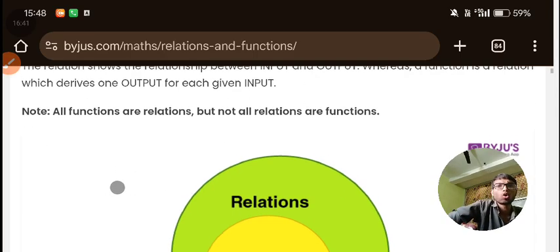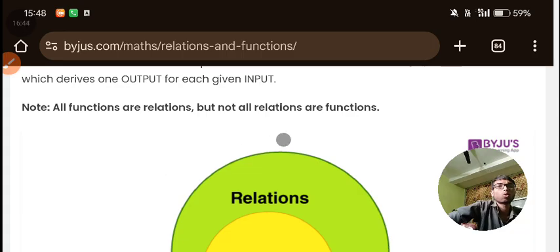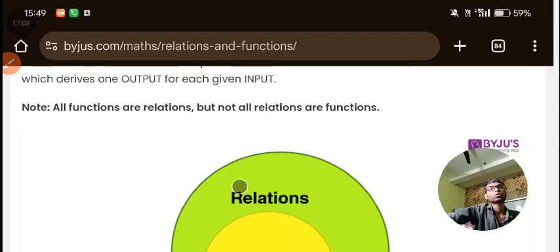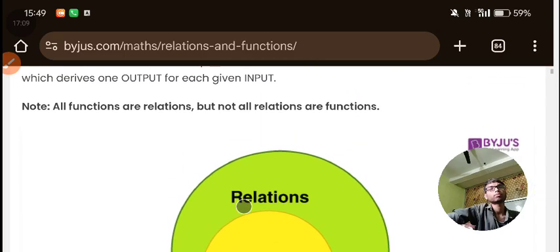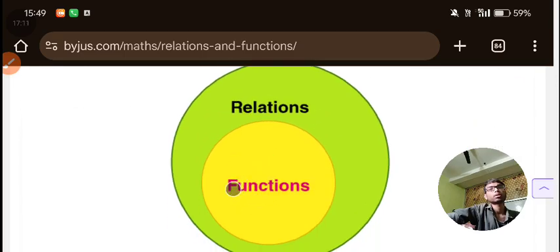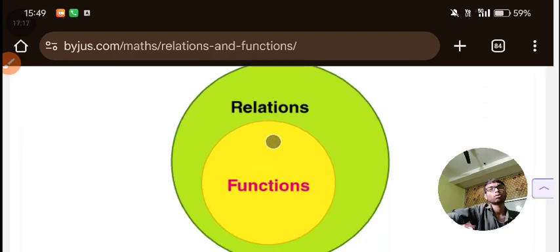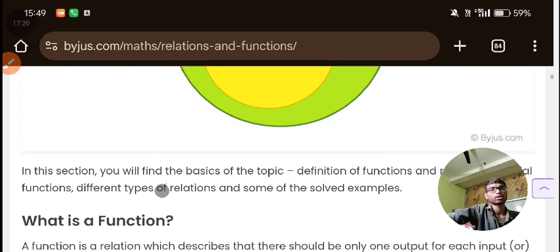Let's see. All functions are relations, but not all relations are functions. Here we have this relation. This figure is telling you that functions are relations, but not all relations would be functions.